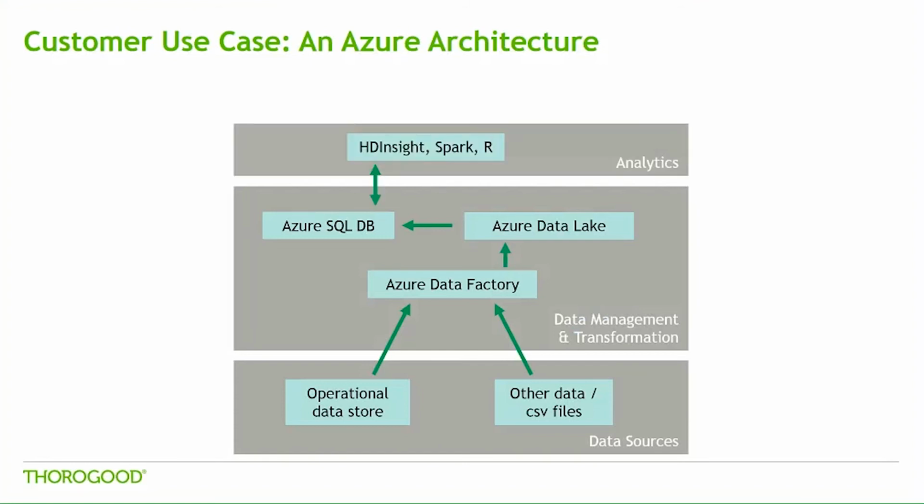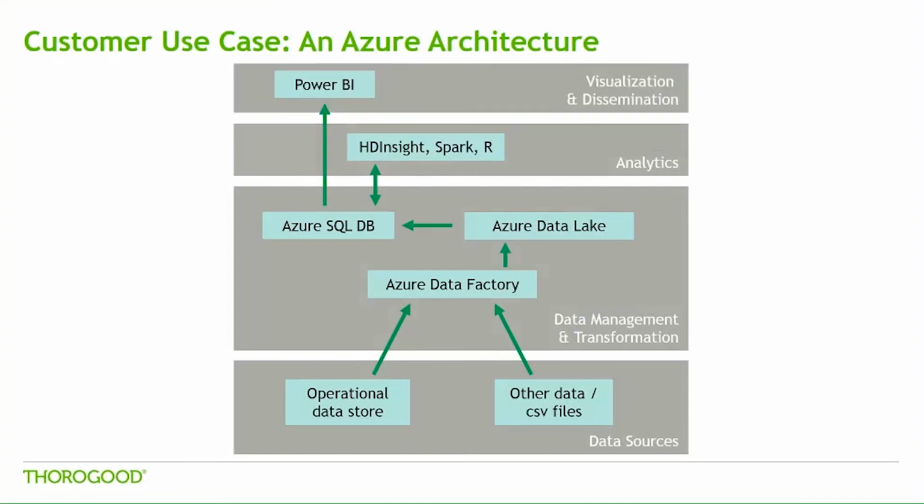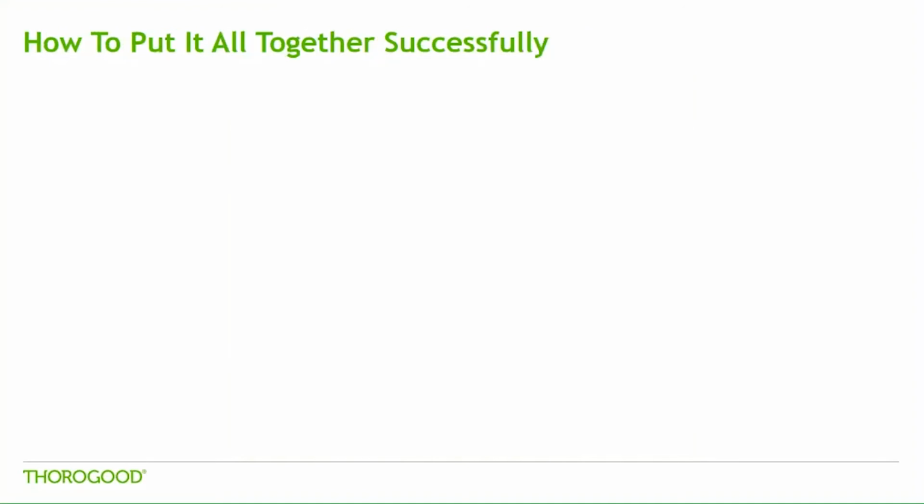The actual analysis itself was then done using HD Insight with Spark and R installed, with the results of the analysis written back to SQL. From the SQL database, we were then visualizing the results in Power BI. So you can see here that we've got quite a few different kind of combinations of software and infrastructure components involved with this one client. So the question that comes up really is, how do you pull all of this together successfully?